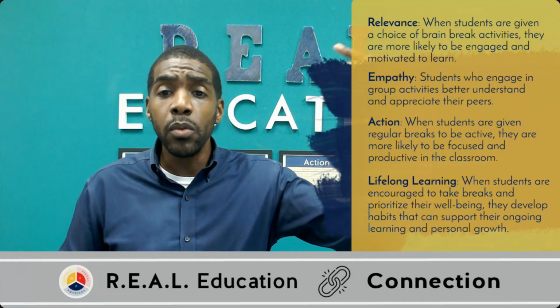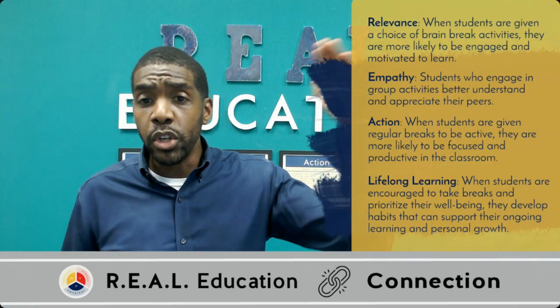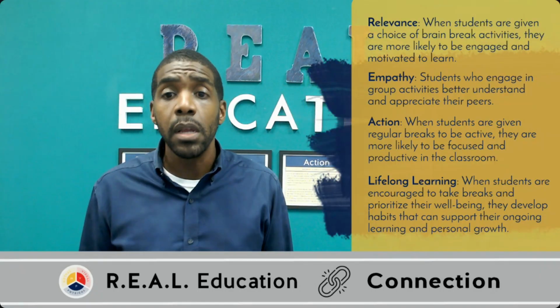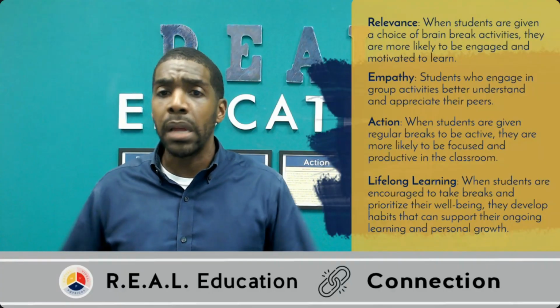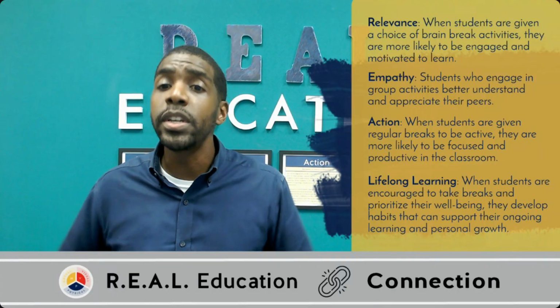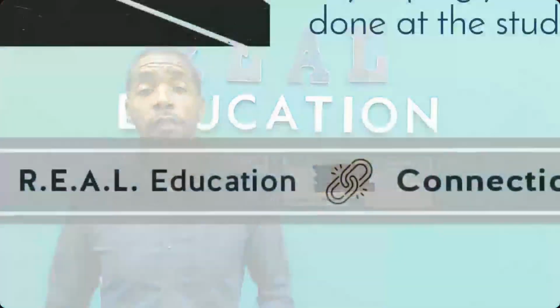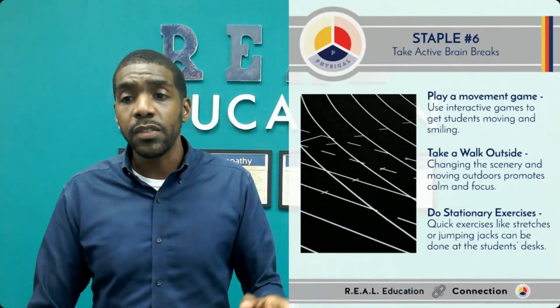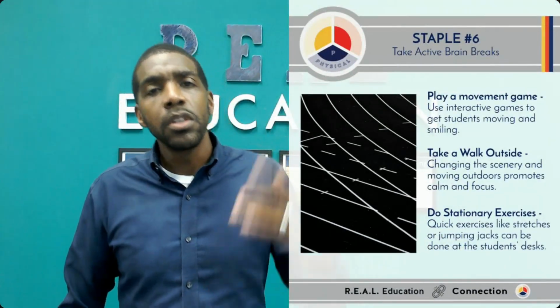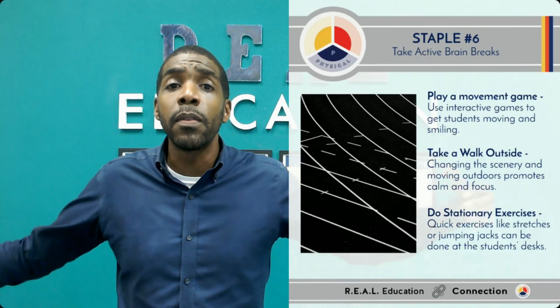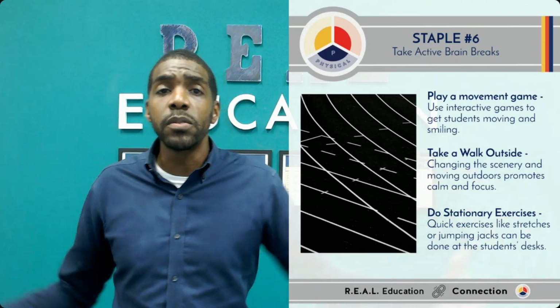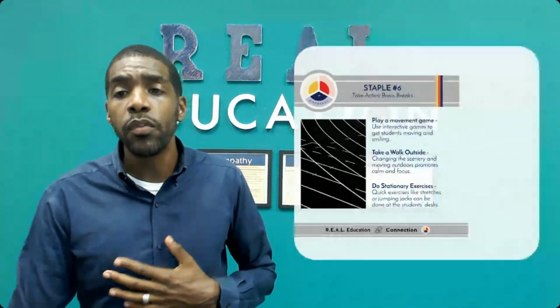When kids fail in reading, we teach them how to read. When children fail in science, we teach them how to do science. But sometimes when students fail at meeting expectations in behavior, we think that's a foreign object. We're going to teach everything that we do in order for them to be successful. So taking active brain breaks is totally important. Play a movement game, take a walk outside if you can. If not, the very least you can do is some stationary exercises.